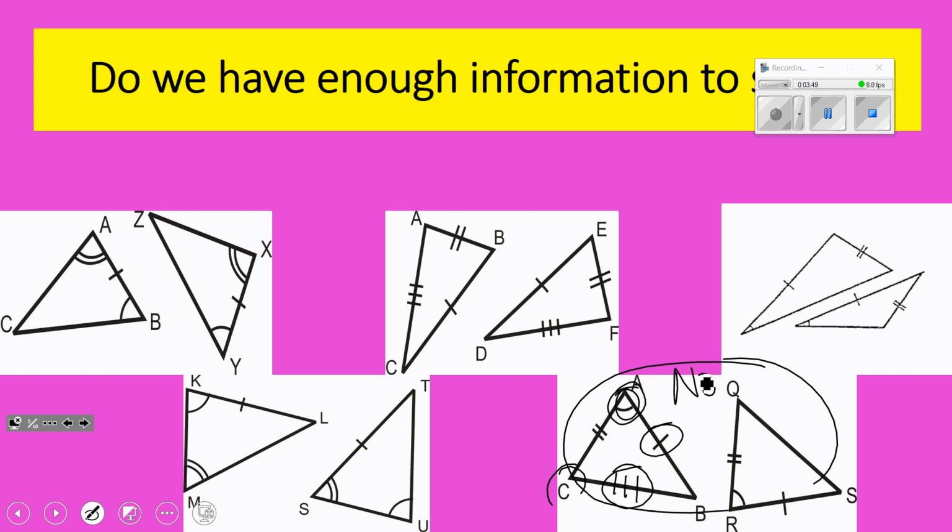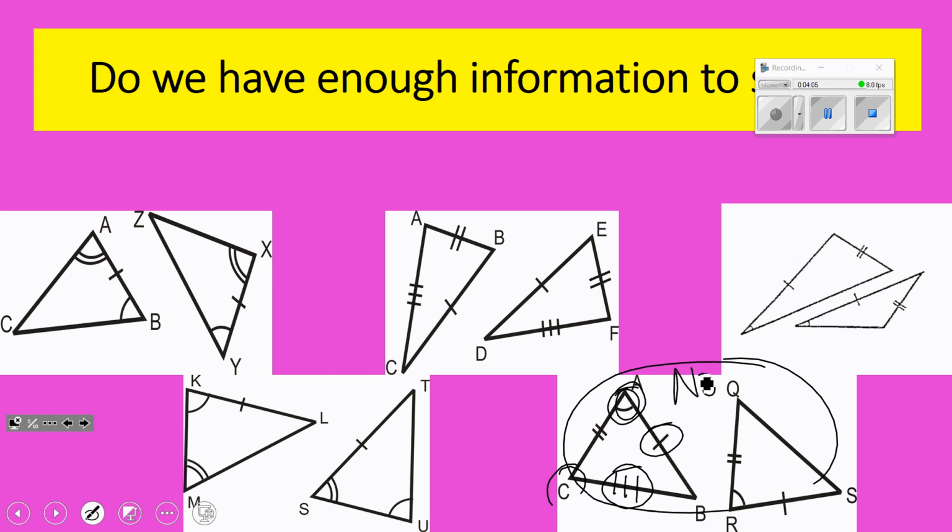So if we can't do the law of sines, how will we solve this one? The law of cosines, and that's what we're going to learn next. Does that make sense? I'll show you how to solve a triangle, but you can't do the law of sines with a triangle like this, okay?